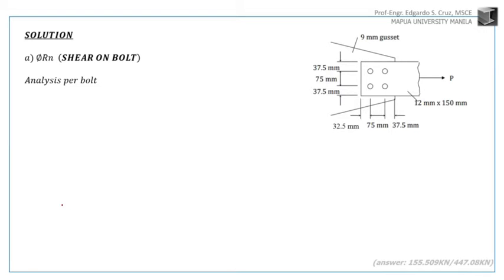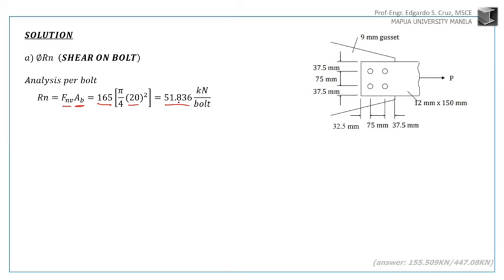What I'm going to do is analyze it per bolt. For one bolt, that would be FNV, which is 165. This is given. That is the shear strength of the bolt, 165 megapascal, multiplied by the area of the bolt. The area of the bolt is simply pi over 4 times the diameter, 20, squared. So the Rn is 51 kilonewton per bolt.